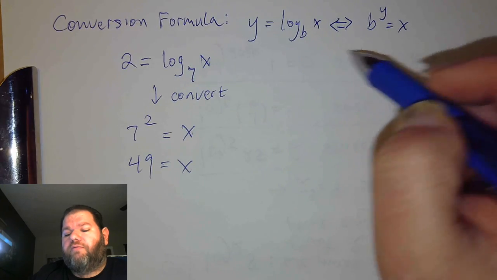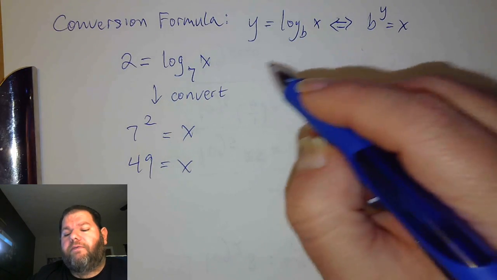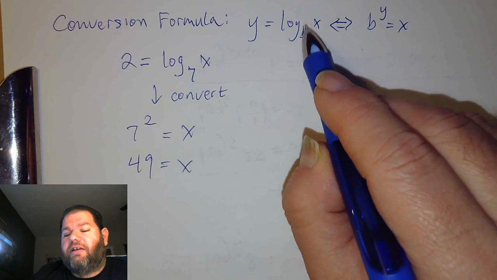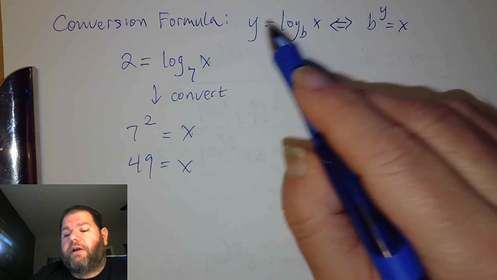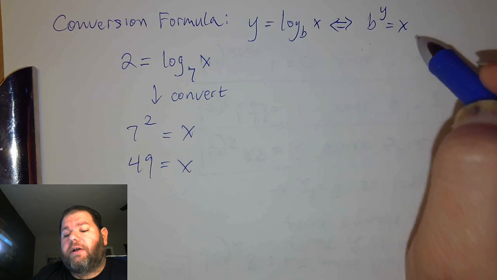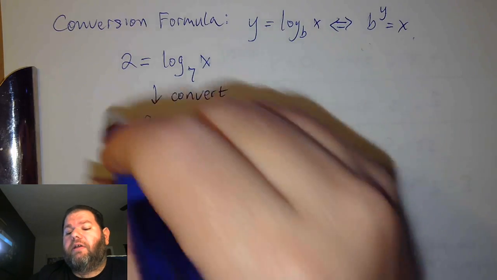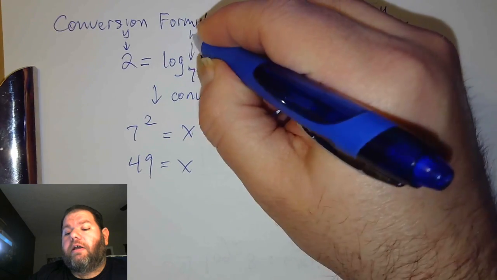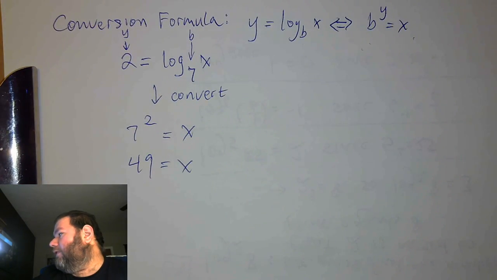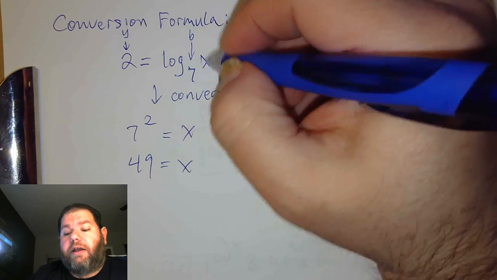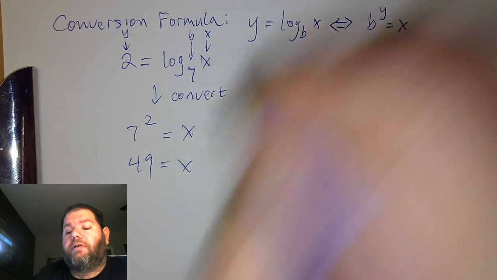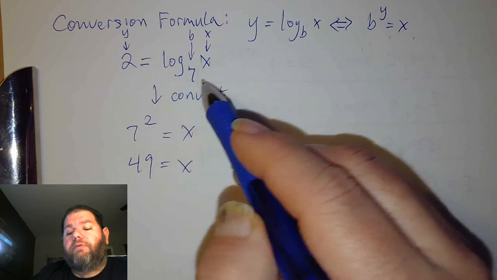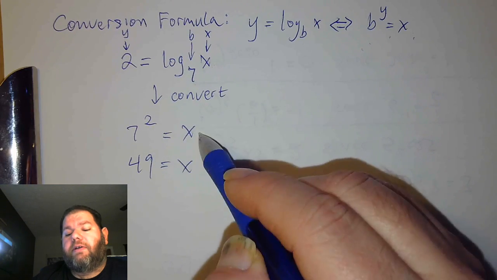Really, it is just a matter of matching up. We know that the conversion of y equals log base b of x is b to the y equals x. So 2 is our y, and 7 is our b in this case. And then x is our x, appropriately enough. And then when we convert that to b to the y equals x, b to the y will be 7 squared equals x.